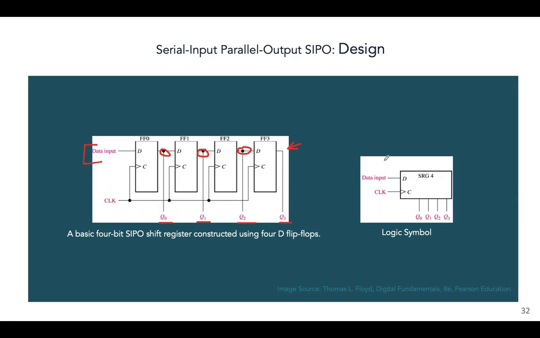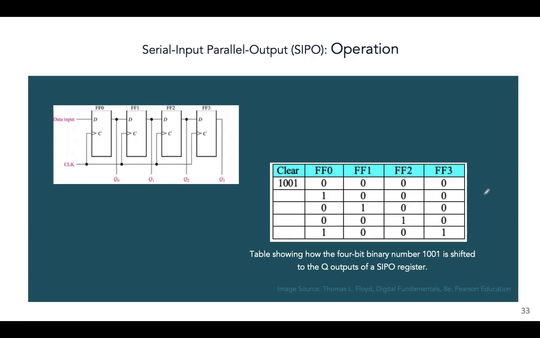Logically, if you had to design a logic symbol, it's very simple. Data input line, the clock line, and the outputs. So this is a 4-bit register. If you had an 8-bit register, you would have 8 output data lines. Right? So this is very basically the design of a SIPO register.